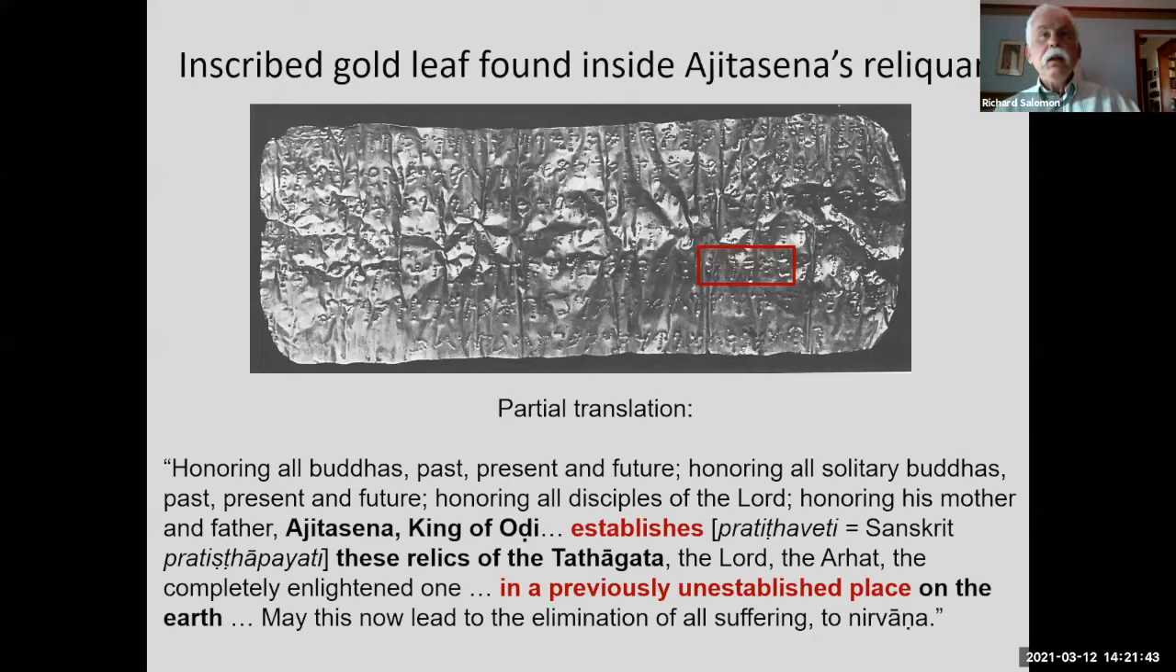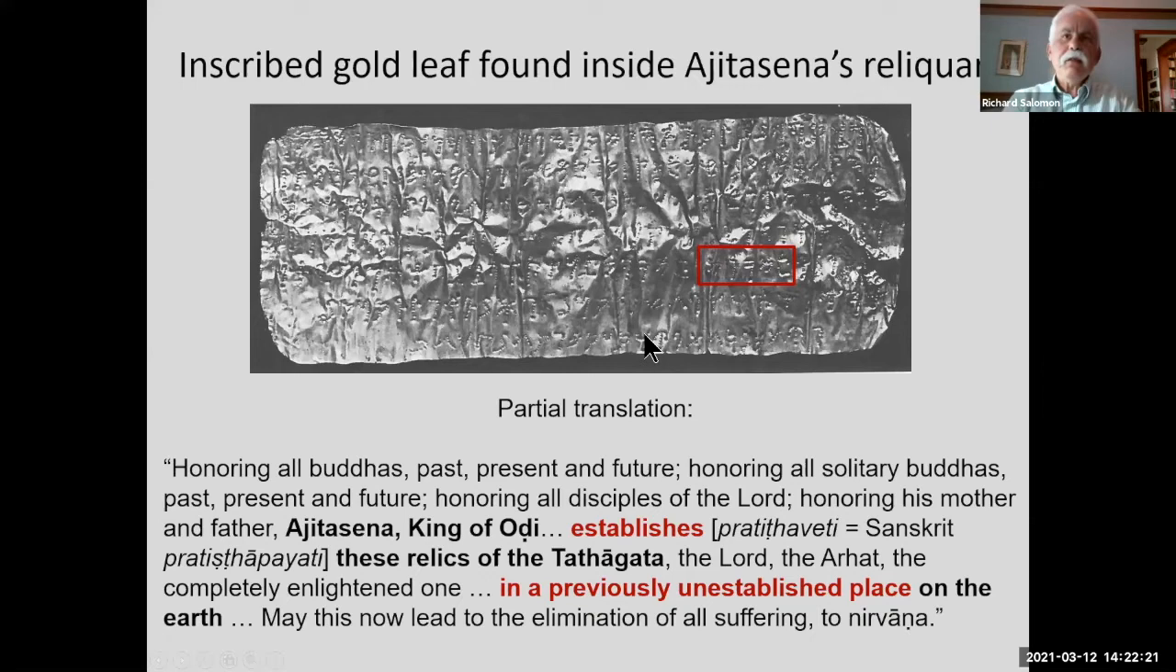Ajitsena, as I mentioned, is the king of a place called Odi, Lower Swat Valley, and I'll show a map a little bit later and we'll see where that was. I like to try to imagine what the actual event of this establishing the relics would have looked like and what would have happened. Surely there would have been some pretty lavish and showy public presentation, especially when the donor, in this case, is the king.